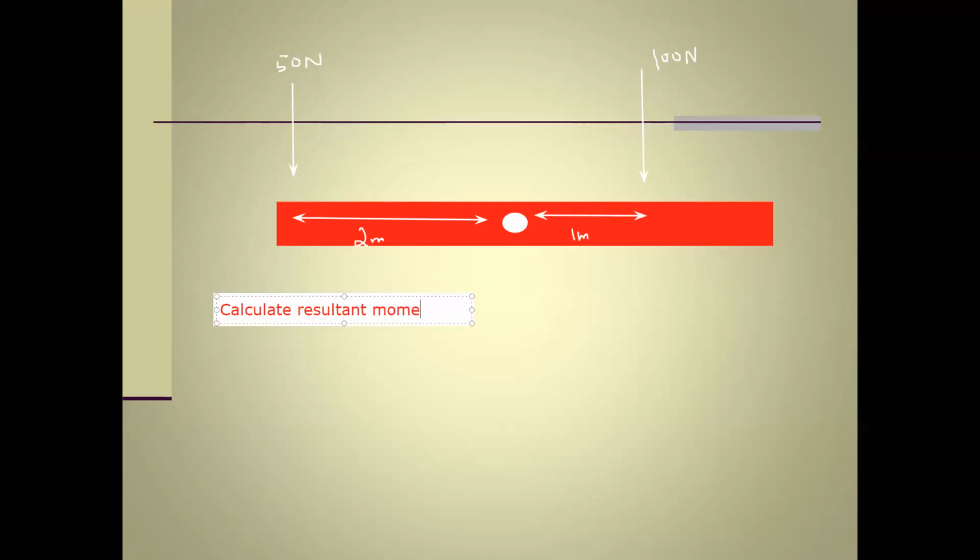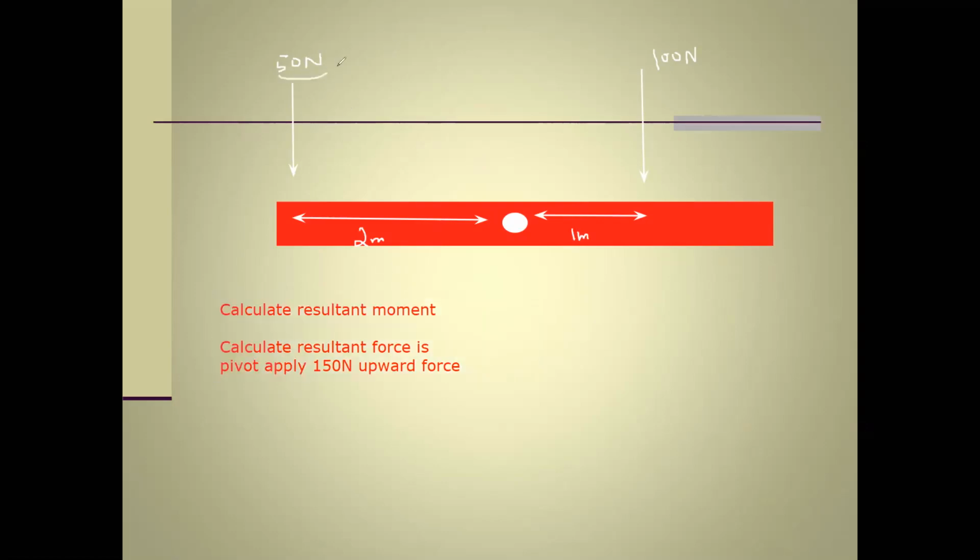Calculate the resultant moment and calculate the resultant force, if the pivot applies a 150 Newton upward force. So the question is, calculate the resultant moment and calculate the resultant force. So how will you calculate the resultant moment first?